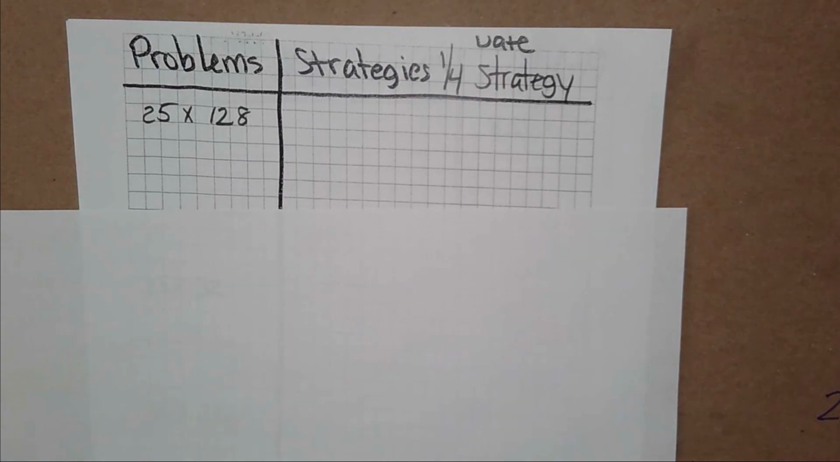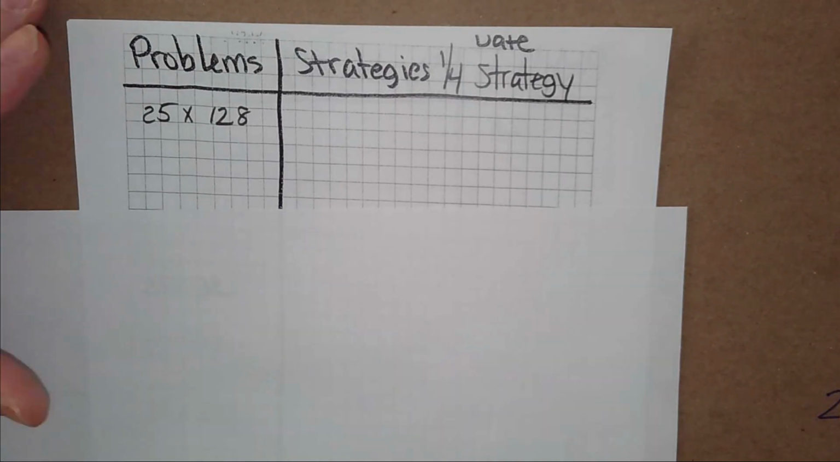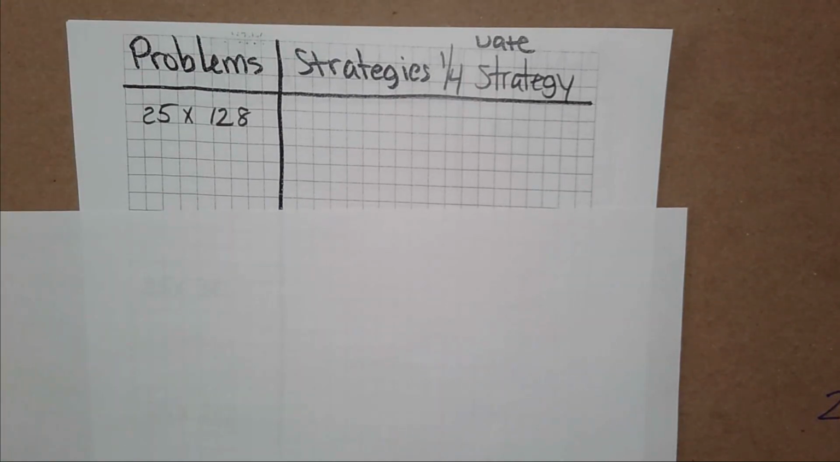That was on there last night or yesterday that we hadn't talked about. I skipped over it and I didn't realize it. But today's date, write that down. And don't forget this strategy because it is pretty handy if you have to multiply anything times 25.